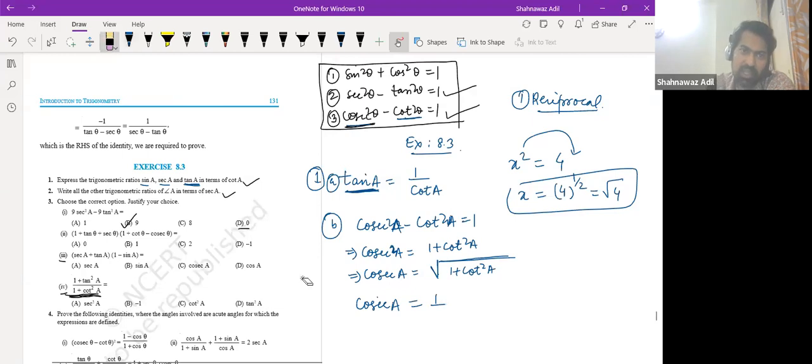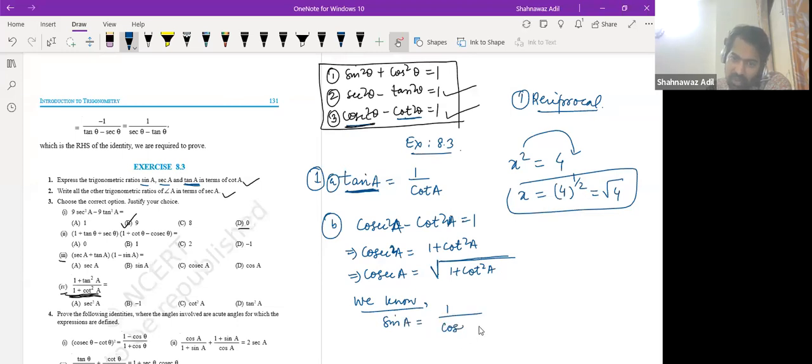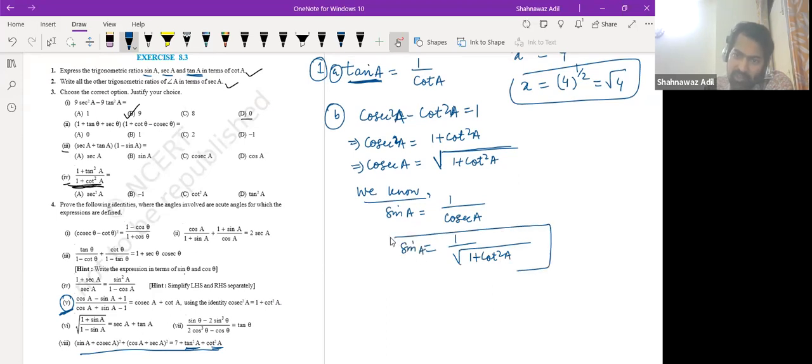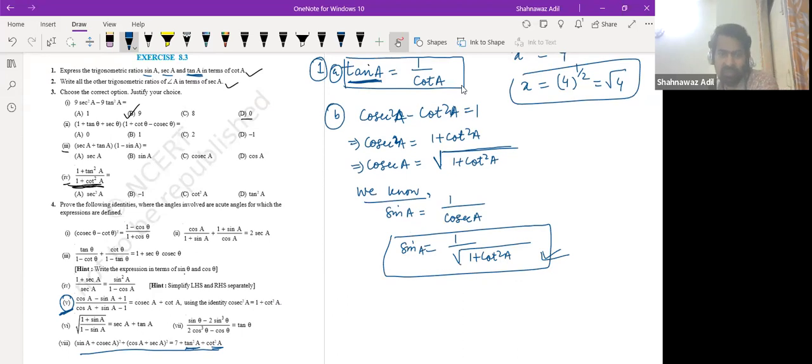So we know sine A is 1 by cosec A, right? Now I can put the value of cosec A. This is 1 by root of 1 plus cot square. So I have written sine A as a function of cot A. I have written tan A as a function of cot A. So those things are done.